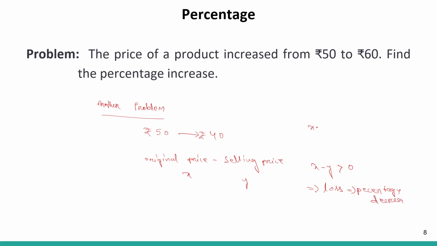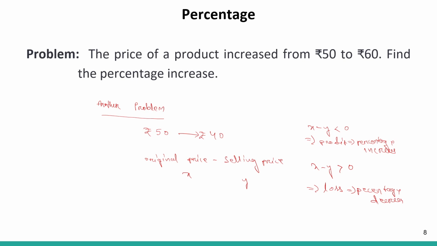If X minus Y is less than 0, this implies profit. The selling price was greater than the original price, this implies percentage increase. So X minus Y less than 0 implies profit, that is percentage increase, and X minus Y greater than 0 implies loss, that is percentage decrease. Okay, so let's get back to the question.